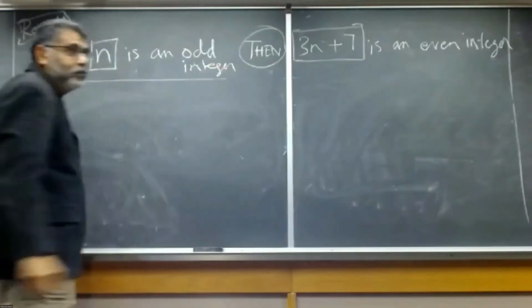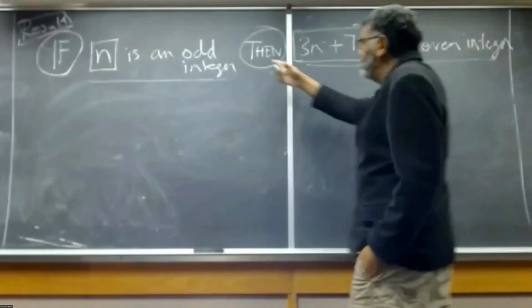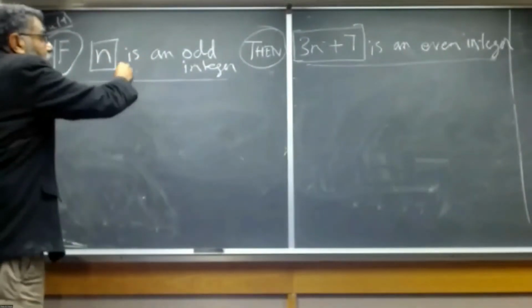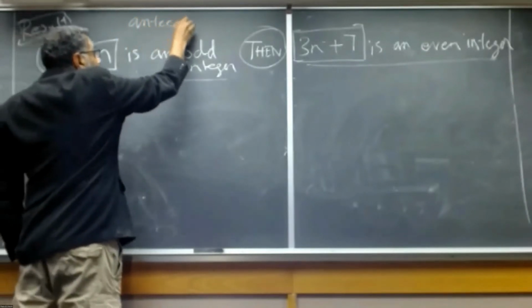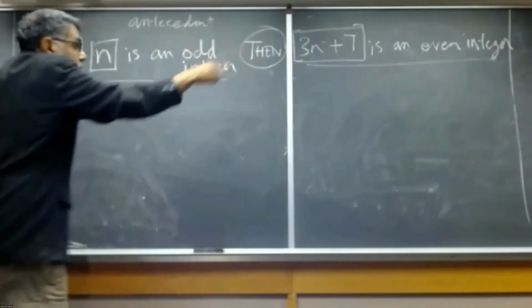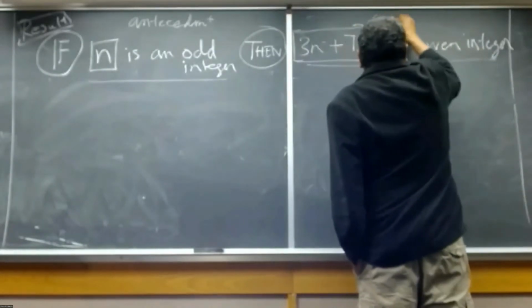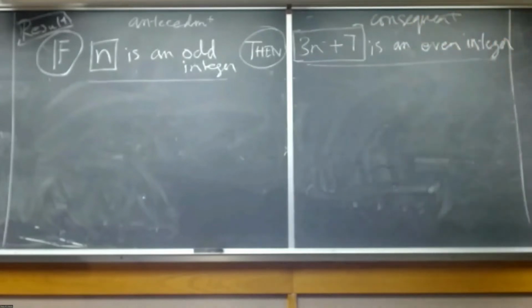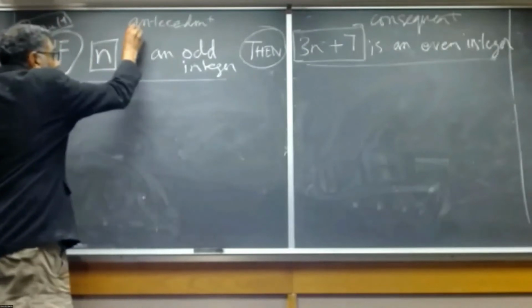This is statement 1, this is statement 2, and this is the implication part. This is called a statement, or another word for this is the antecedent. And that part is called the consequent.